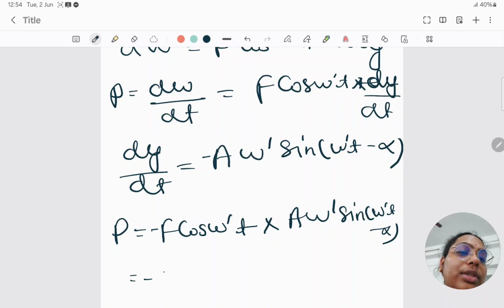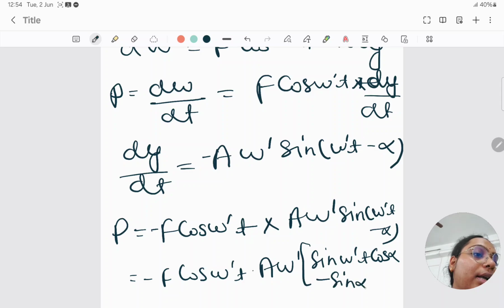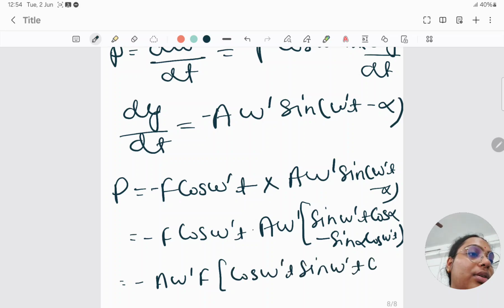Okay, so now you just expand this, then what you will get? A omega dash, so what we will get? Sine omega dash t cos alpha minus sine alpha cos omega dash t. Okay, so now we can write it as a omega dash F cos omega dash t sine omega dash t cos alpha minus cos omega dash t square sine alpha.